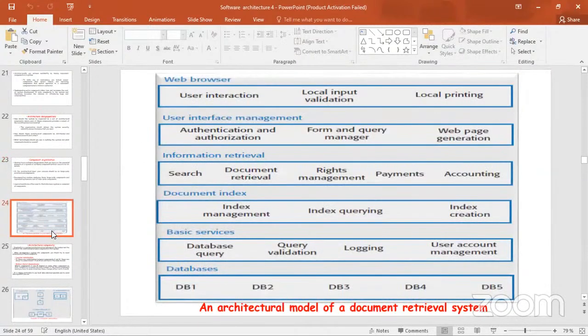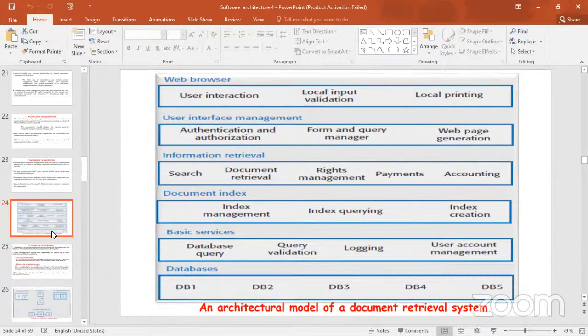So, for instance, you have the first guide there, which is the web browser. The second one, user interface. The third, information retrieval. The next, document index. Then the next, basic service. Then the other one, databases. So the first one, the web browser, is the bigger picture.